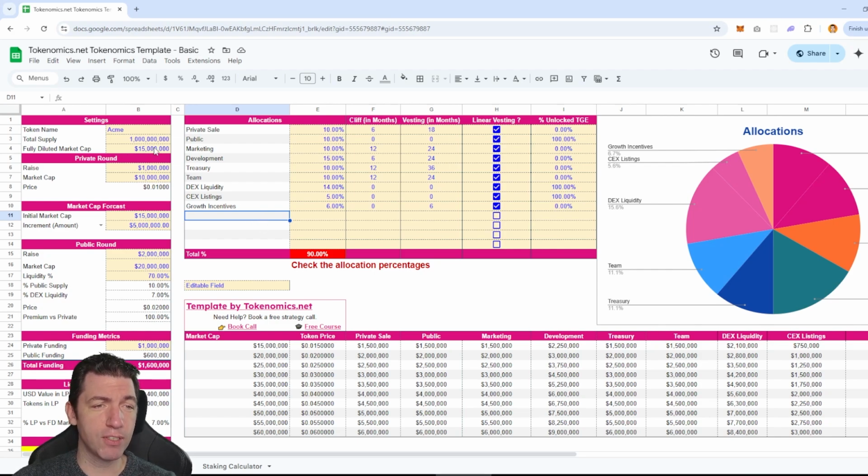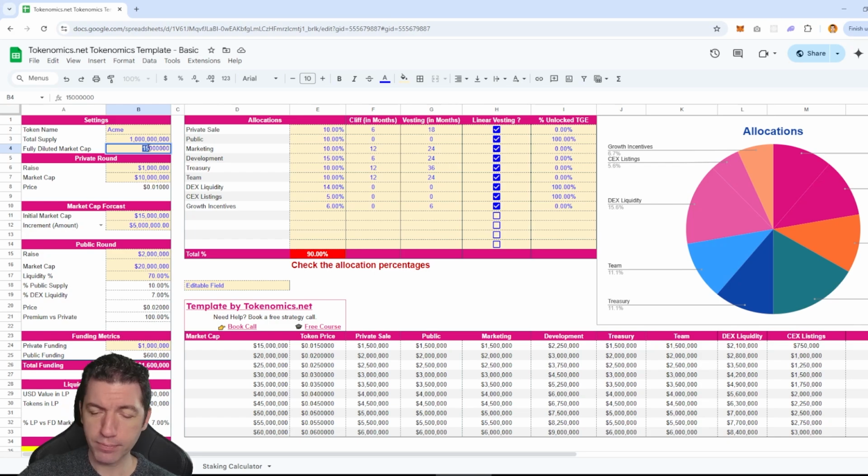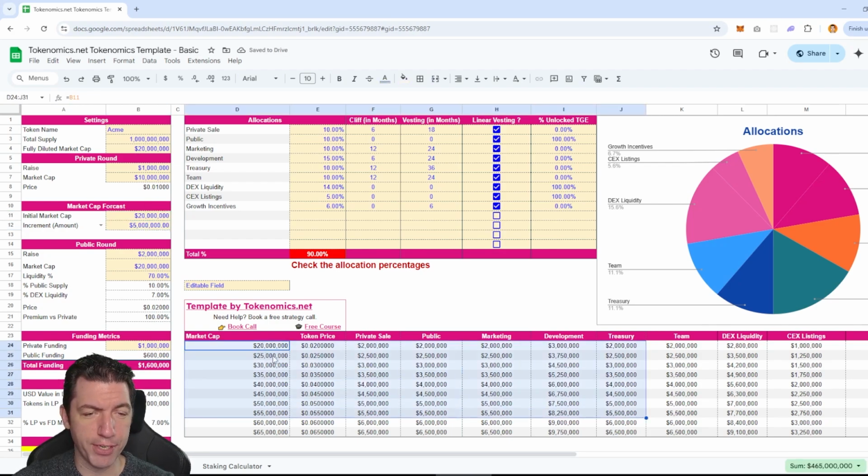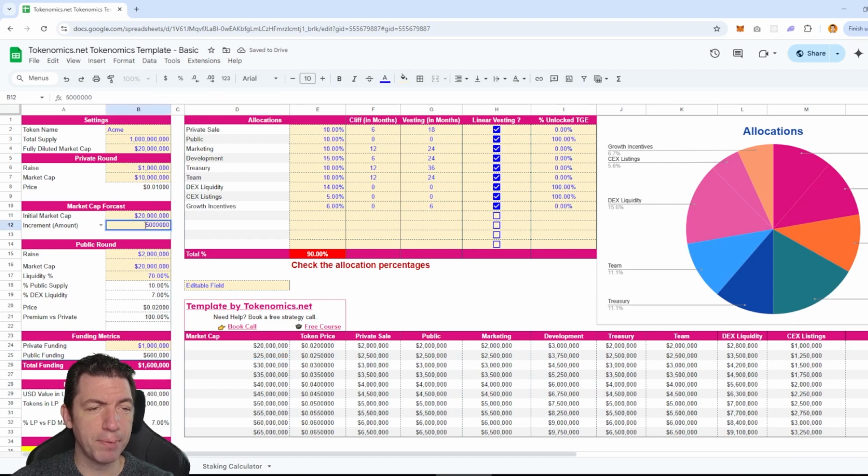So what I've set up in this template over here is we have our fully diluted market cap, but it's actually wrong because this is supposed to be 20 million. So let's change this now to be 20 million. And let's also go over here to this market cap forecast. I'm going to change this to be 20 million as well. Okay, so what I'm doing here is now this is going to change this whole section down here. And I'm going to also set this up that way this increment amount is $10 million.